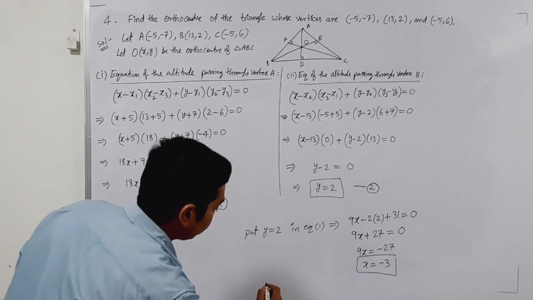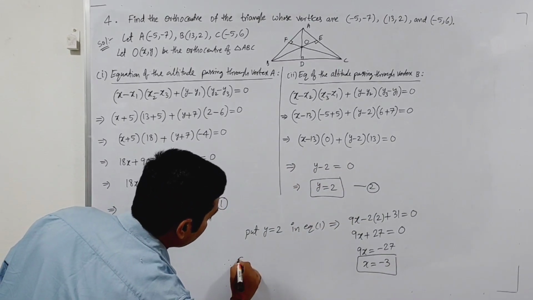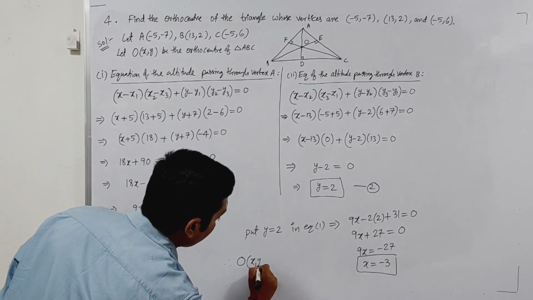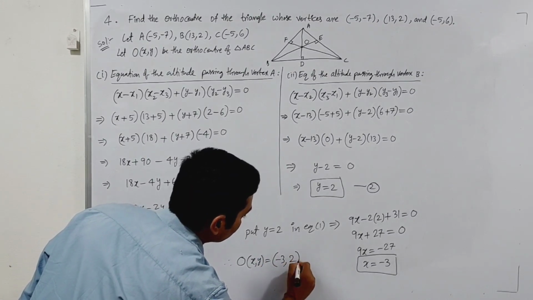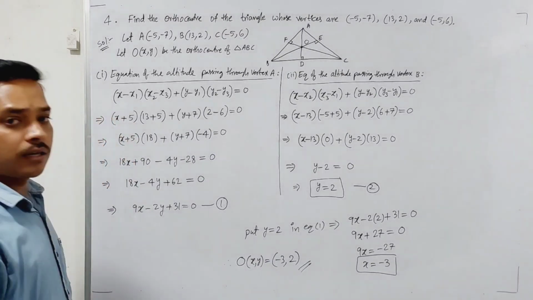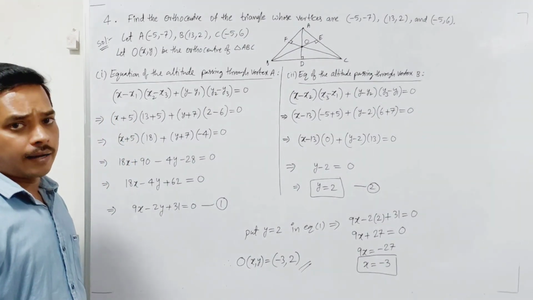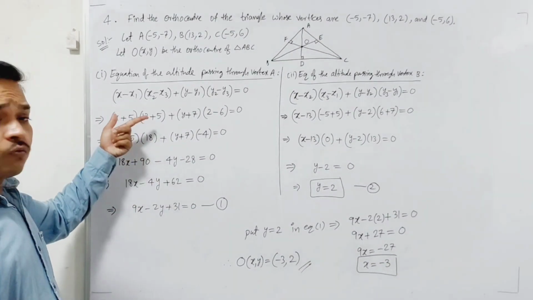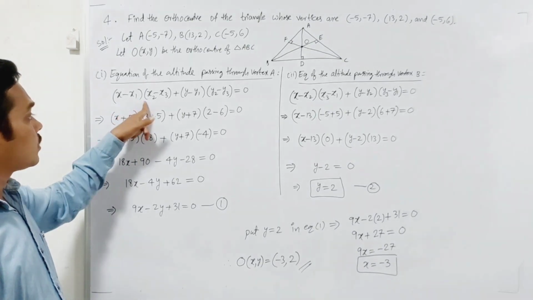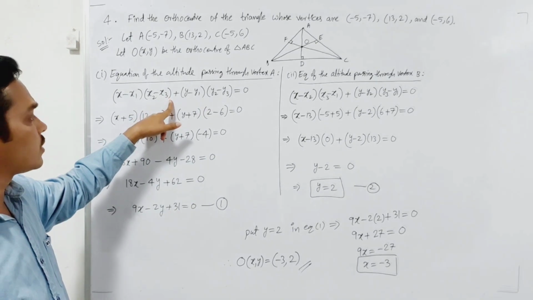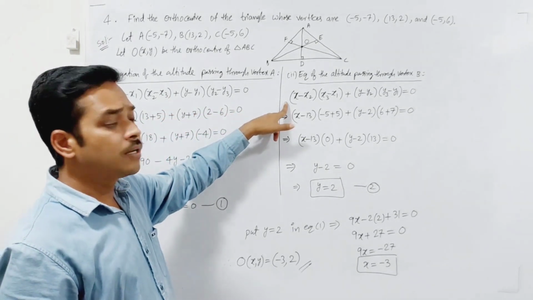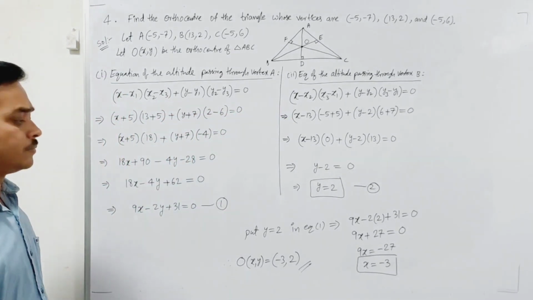Therefore, the orthocenter x comma y is equal to minus 3 comma 2. This is the orthocenter of the given triangle by using the first method. Remember these two formulas. This is the equation of the first altitude, and this is the equation of the second altitude. Okay.